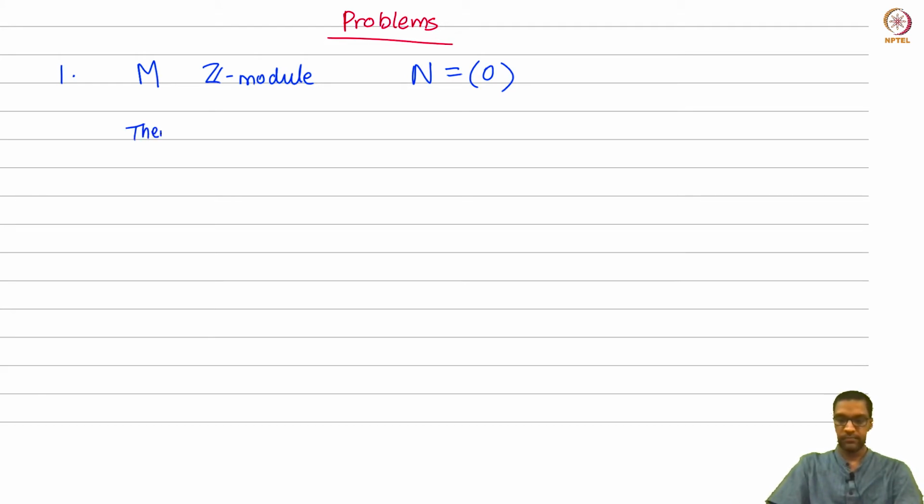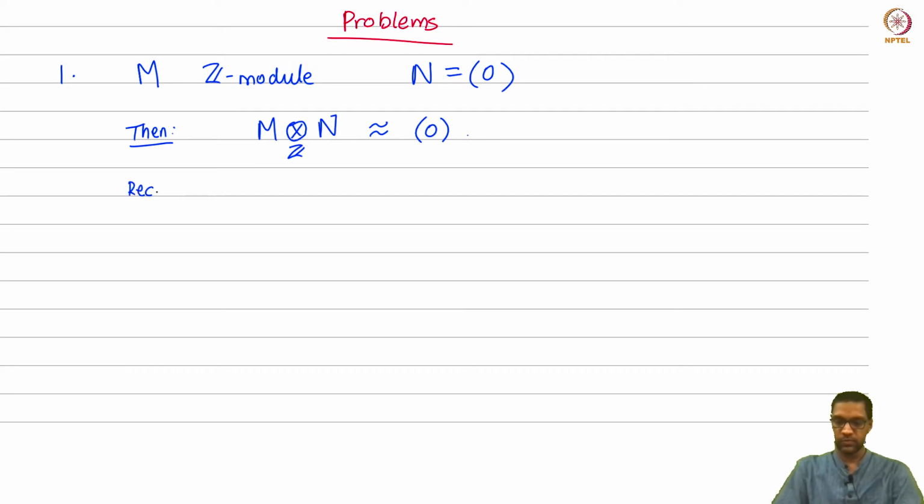Then the claim is that if I take the tensor product of M with N, then this is also just the trivial group. Okay, so I claim that this is also just isomorphic to the trivial group. So let's prove this. We just need to show that this tensor product has only one element. So what is the typical element of the tensor product?